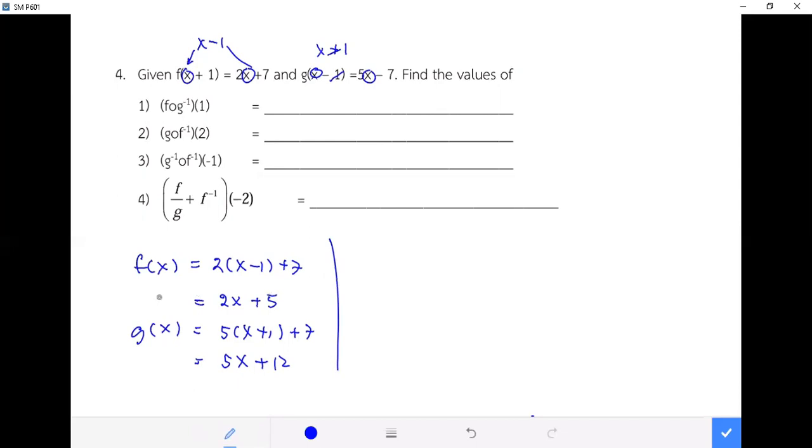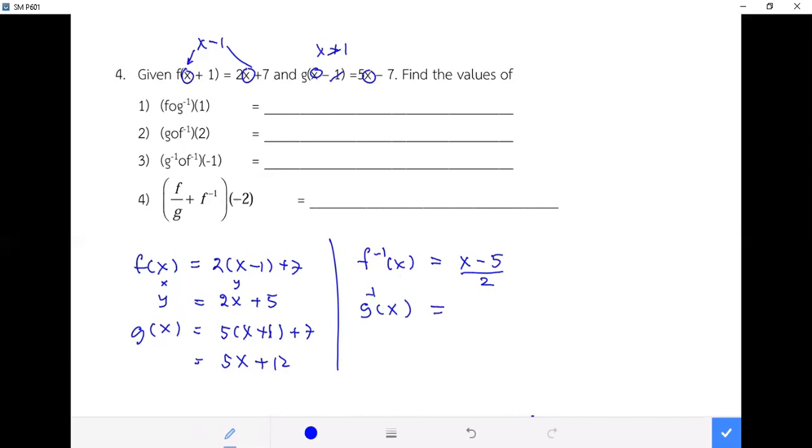Very easy. This is like y is equal to 2x plus 5, right? You want to get f inverse. So you swap it to something like x is equal to 2y plus 5, so your y is x minus 5 over 2. Yeah, easy. X minus 5 over 2.